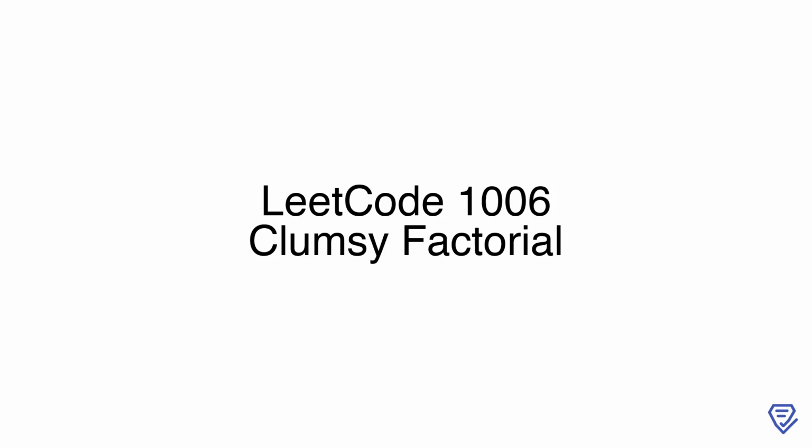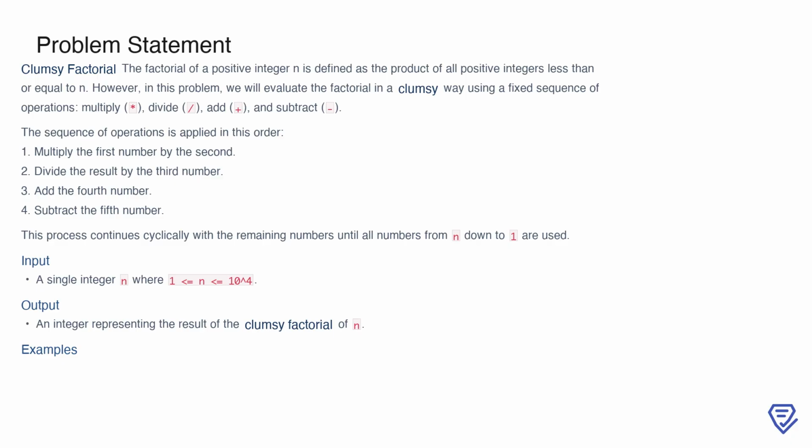Let's dive in. The problem we are tackling is called the Clumsy Factorial. Normally, the factorial of a positive integer n is the product of all positive integers from n down to 1. However, in this problem, we are asked to evaluate the factorial in a clumsy way by following a fixed sequence of operations: multiplication, division, addition, and subtraction. These operations are applied cyclically in that specific order.